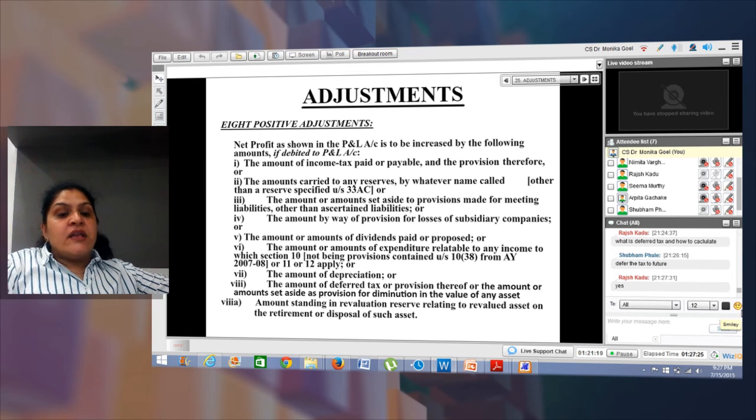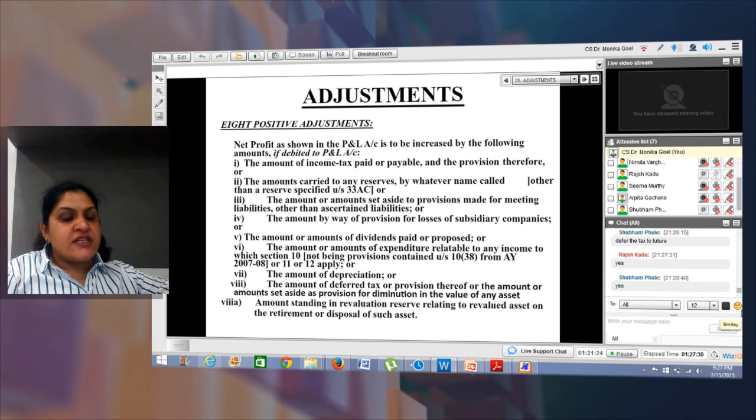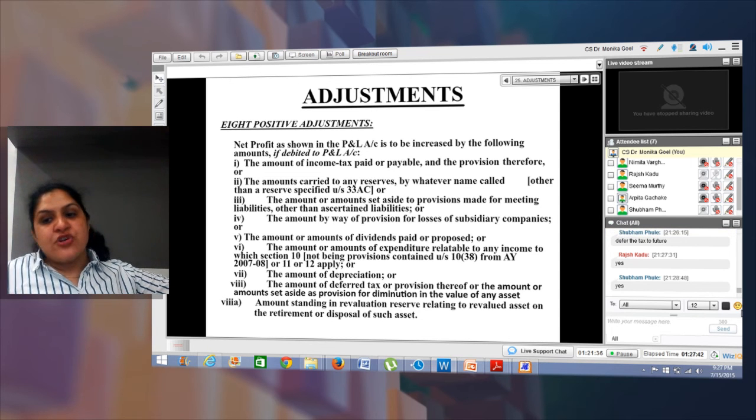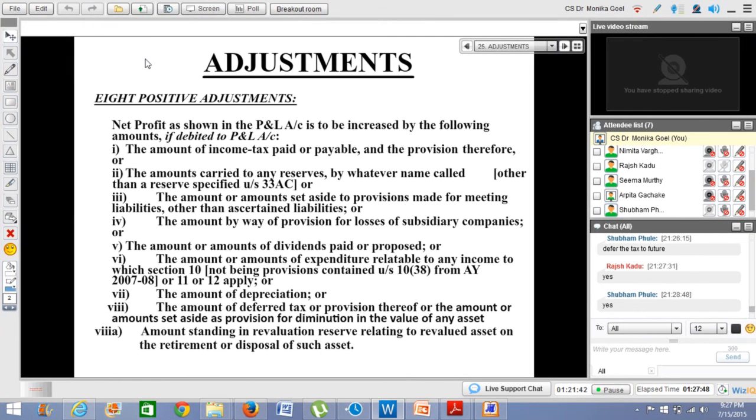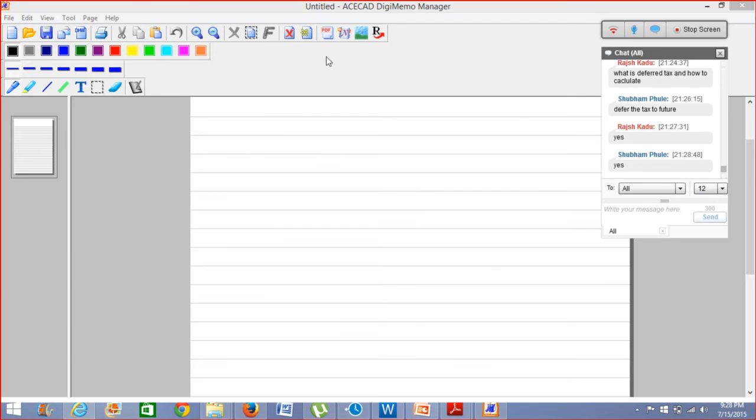Okay. Now there's another adjustment which has been added to the 8 positive adjustments, included under clause 8A. It says: amount standing in revaluation reserve related to revalued asset on retirement or disposal of such asset. Now, what do I mean to say by that? I will have to open up, I think, my whiteboard in order to discuss this. Balance sheet of a company. Now, supposing you have a balance sheet of a company.